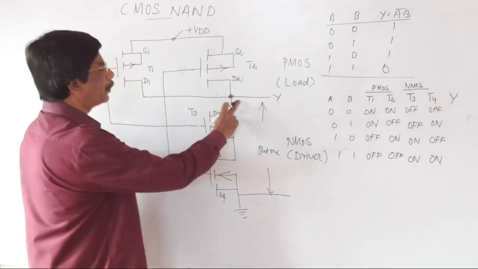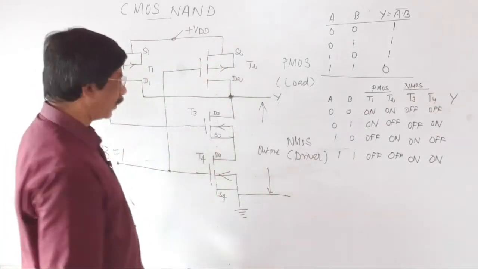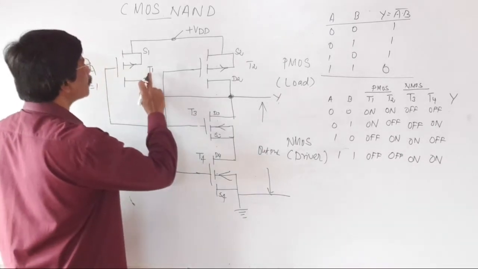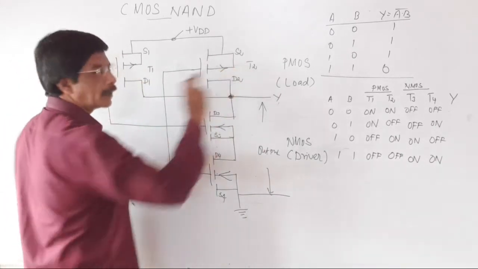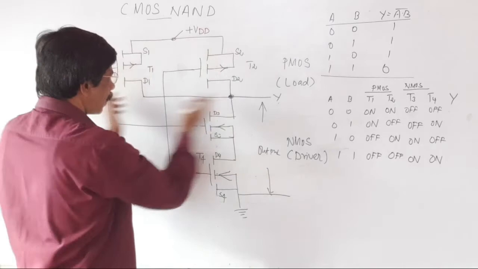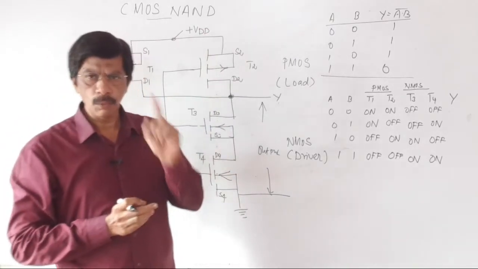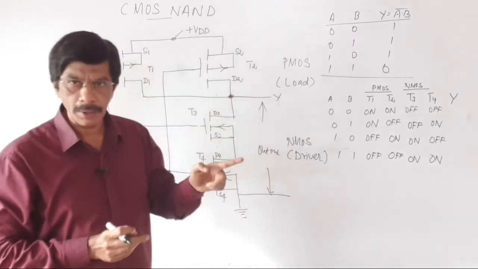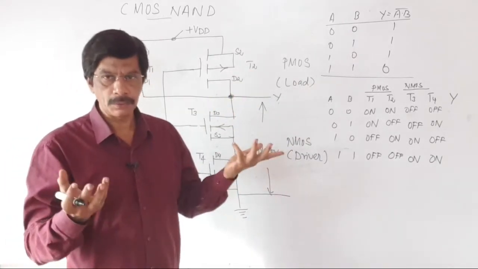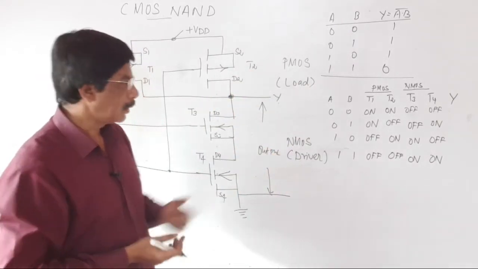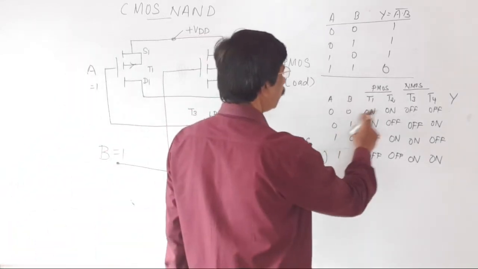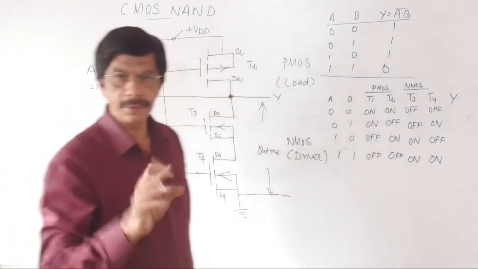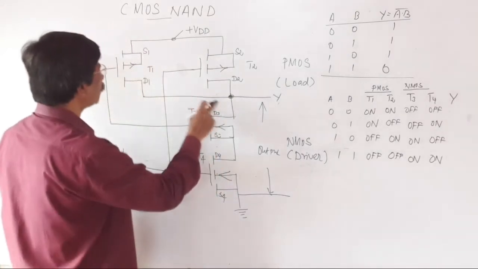You get output only when any one of the transistors T1 or T2 is on, because they are connected in parallel form. If any one of the transistors T1 or T2 is switched on, you get output. Otherwise, we don't get any output. In the first case, T1 and T2 are both on. Definitely you have output.